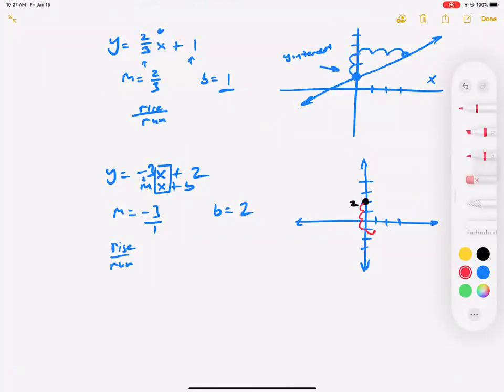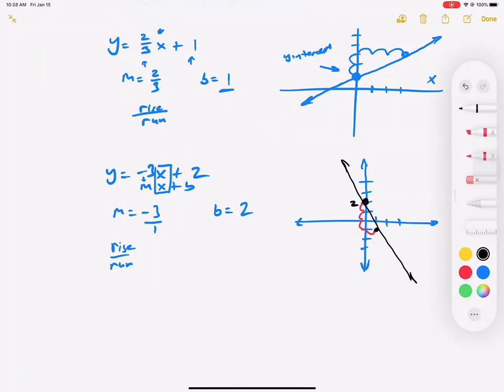Now make sure you try that on your paper. Put your dot initially at the y-intercept 2, and then walk down, using your pencil, 1, 2, 3 steps, and then bump over by 1, 3 over 1. Put your second dot, and these two dots form our line. Do my best drawing a line there.